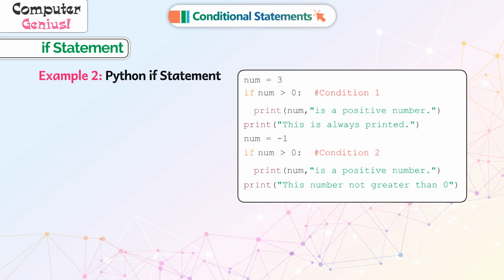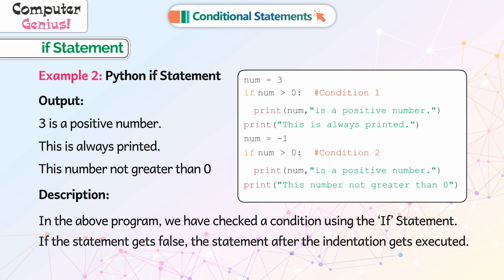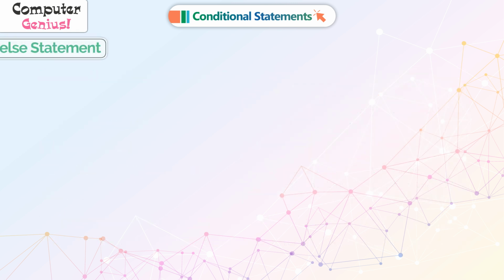Example 2. Python if statement. Output: 3 is a positive number. This is always printed. This number not greater than 0. Description. In the above program, we have checked a condition using the if statement. If the statement gets false, the statement after the indentation gets executed.